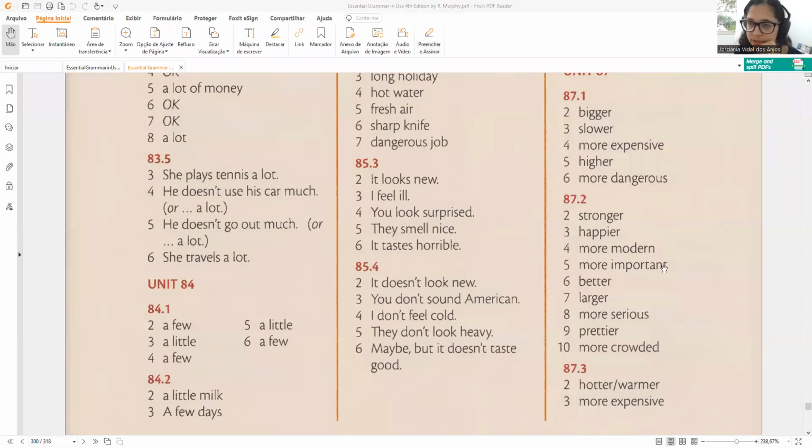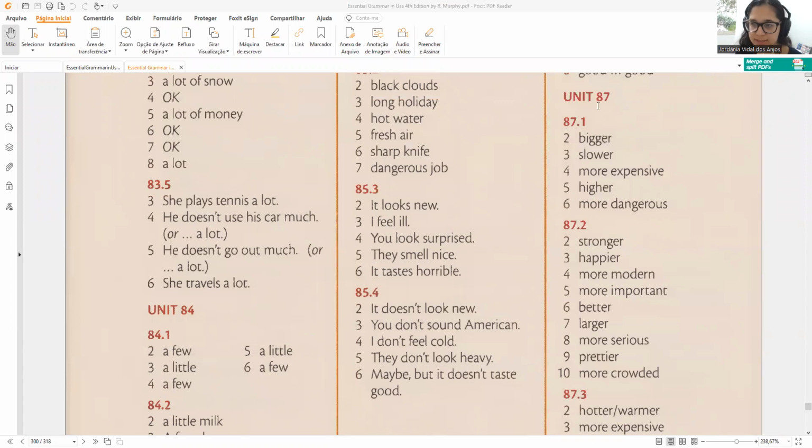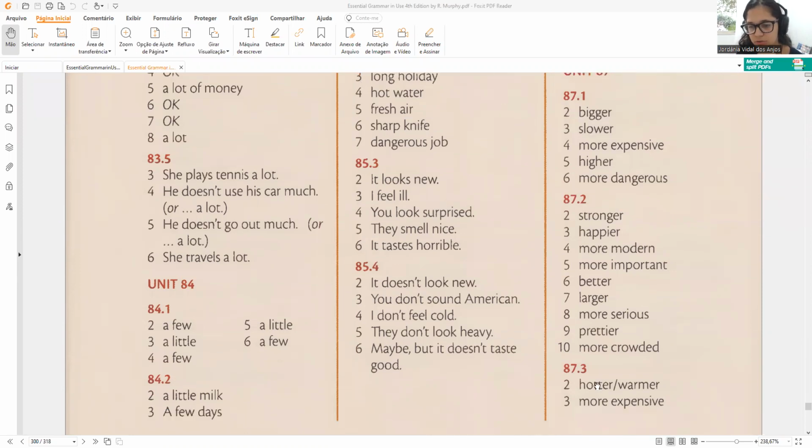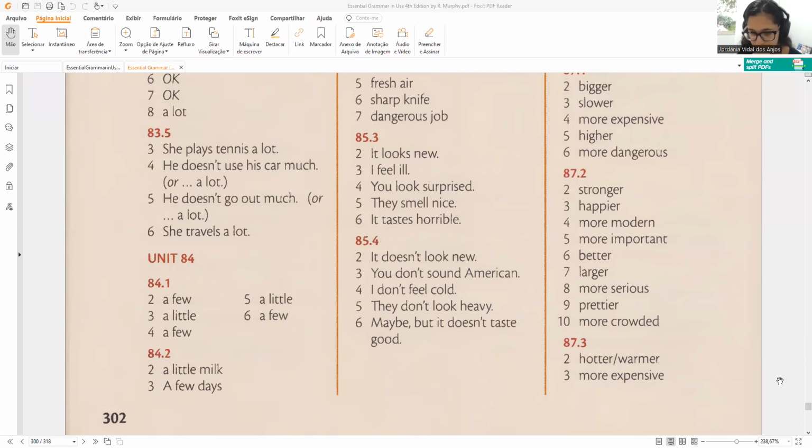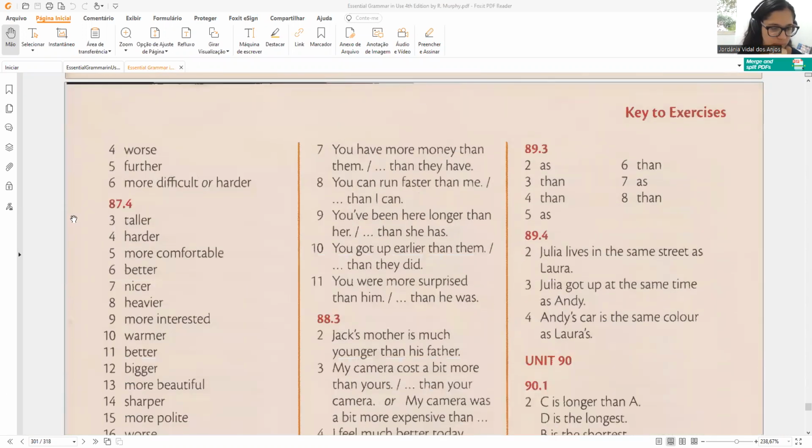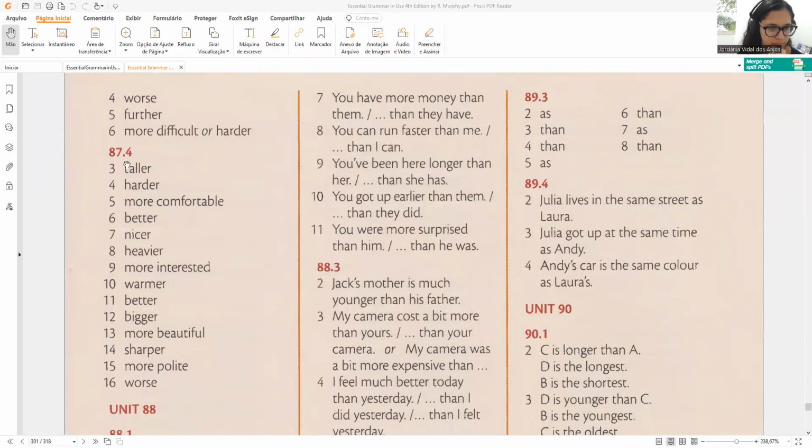Ok. Vou deixar aqui, então, as respostas da Unit 87. A resposta da unidade 87, para depois de feito você conferir, ok? Então, tem aqui, ó, exercício 1, 2, 3, and 4. Bem aqui, right here. Okay? Great. Let's move on.